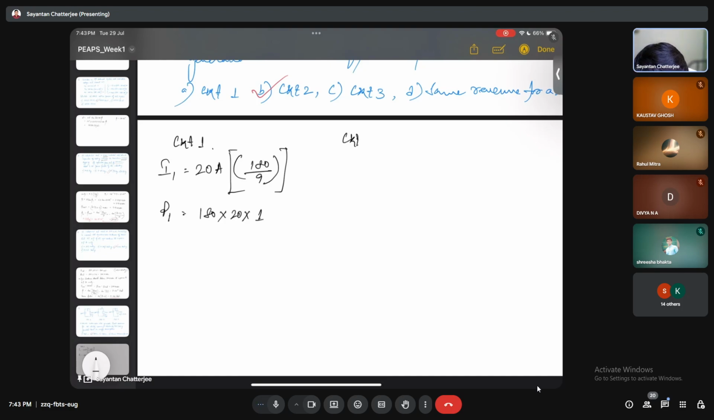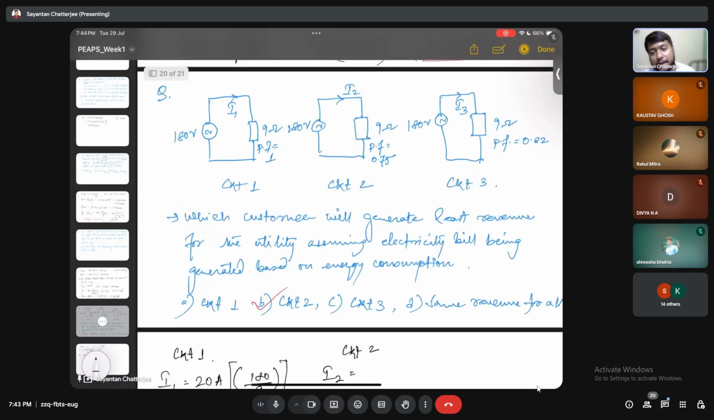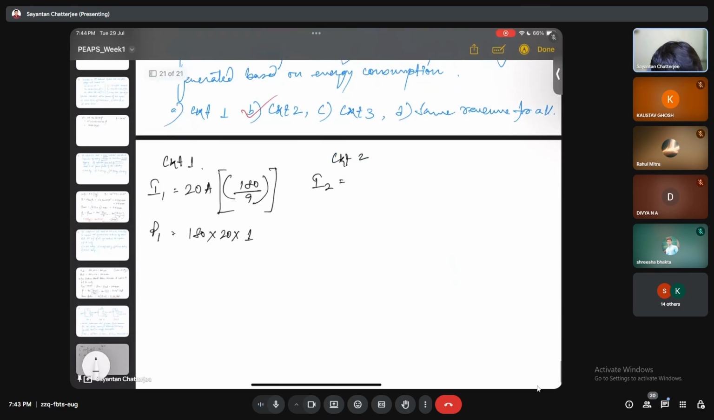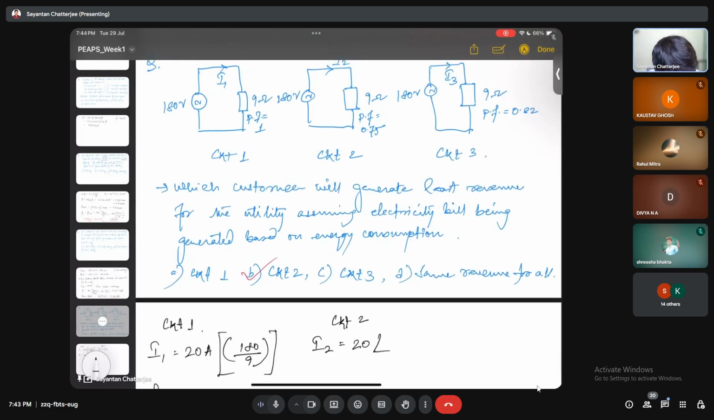For circuit 2, what will be the current? I2 is the same, but there is a phase shift in the angle. For 0.75, what will be the angle? Can anyone please do it fast? Magnitude will be 20, but there is an angle displacement, since the power factor is lagging.